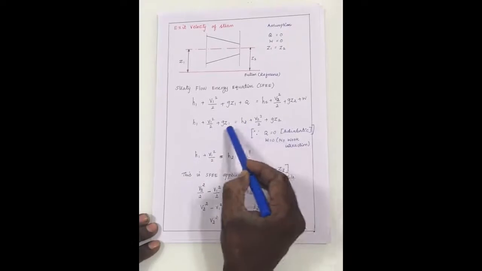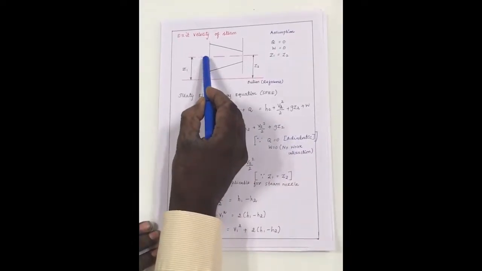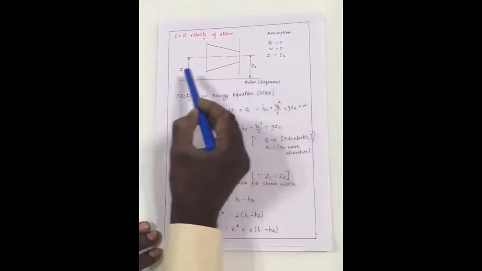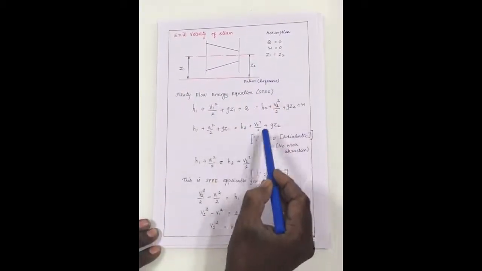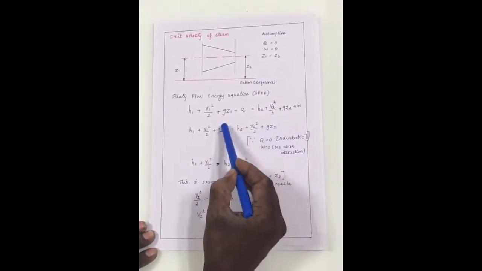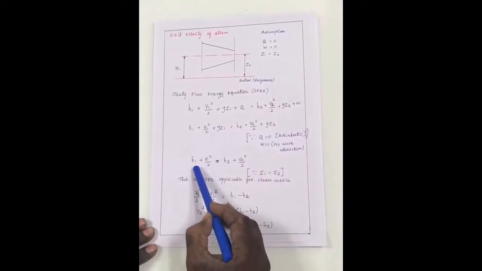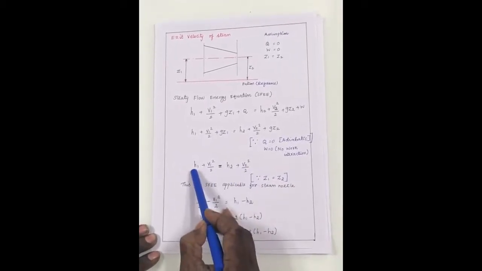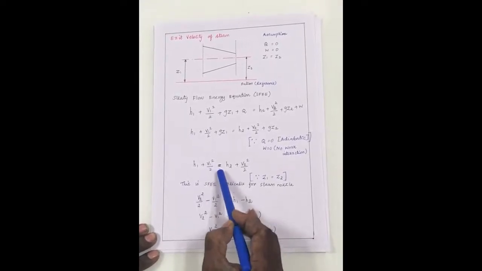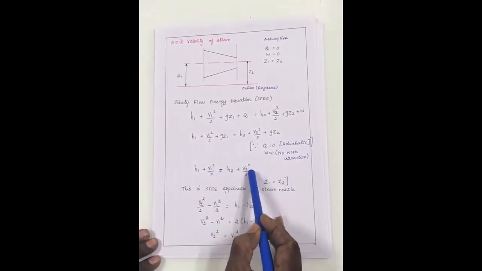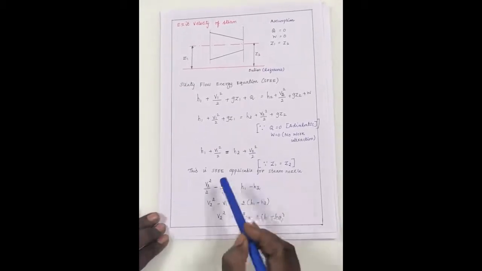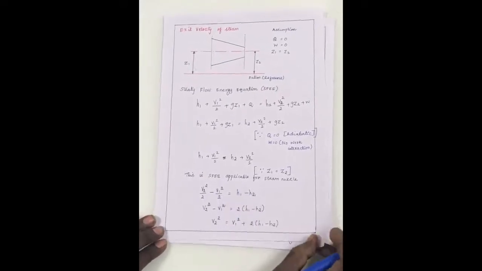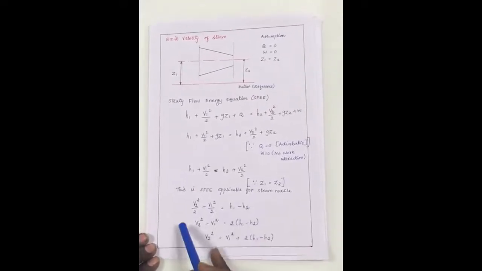Z1 and Z2 are the heights of the nozzle at inlet and outlet from the reference. Here Z1 and Z2 are equal, so we can neglect the terms Z1 and Z2. So this is the steady flow energy equation applicable for a steam nozzle: H1 plus V1 squared by 2 equal to H2 plus V2 squared by 2. We can rearrange this equation to find the exit velocity.